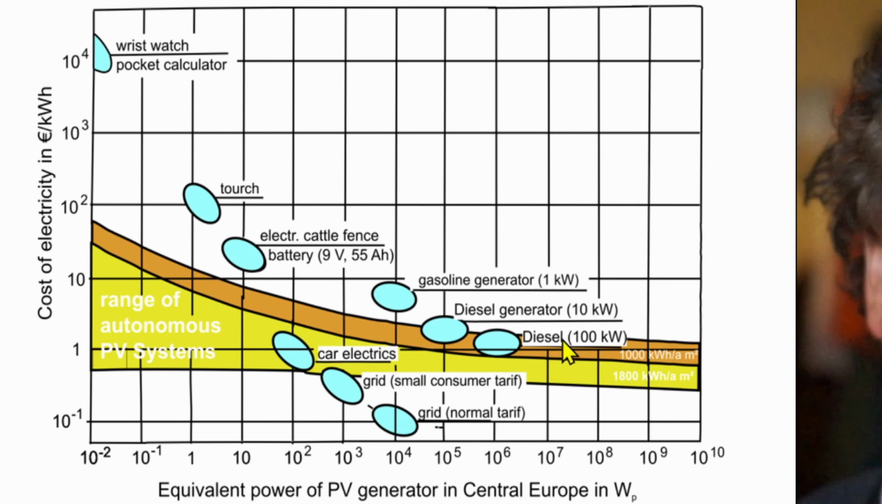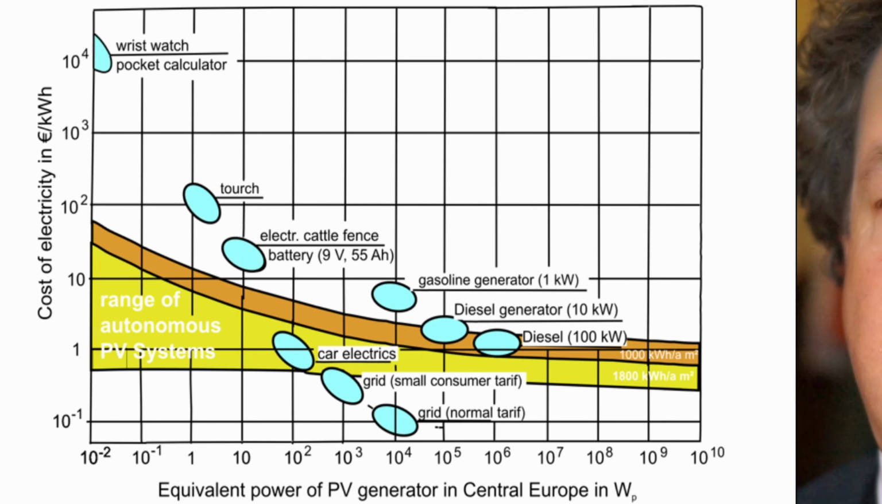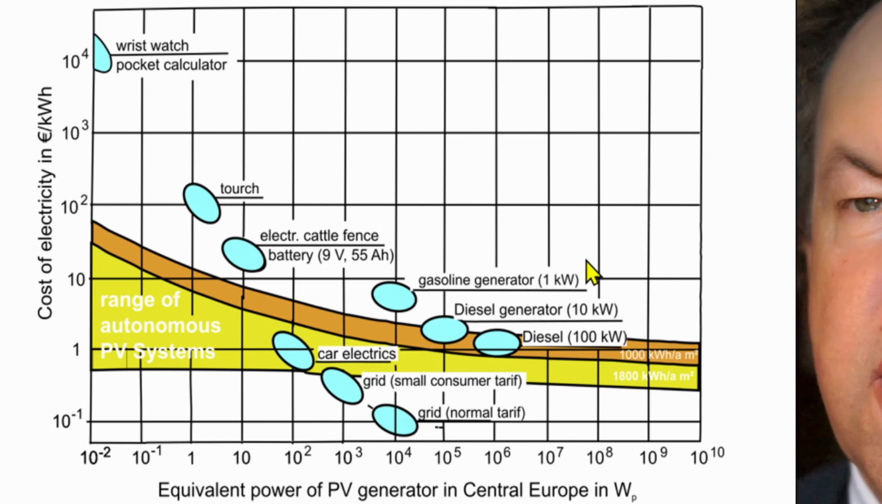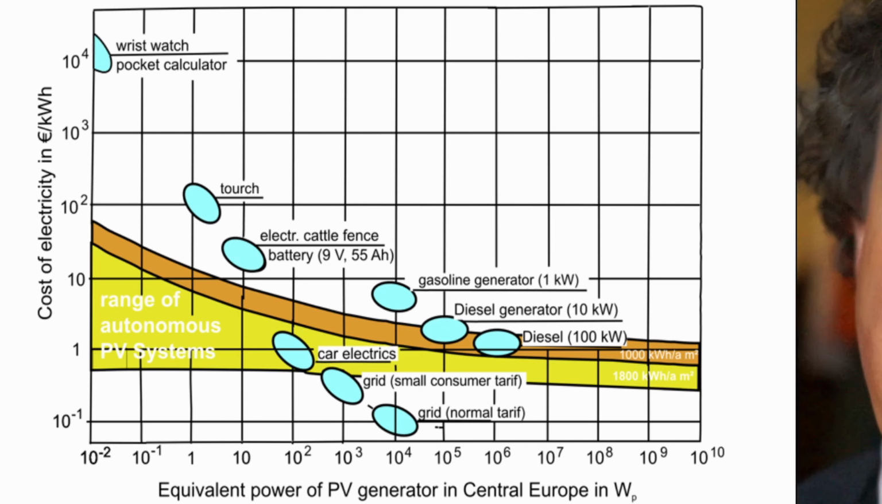If you go to the very left part, you see a wristwatch, pocket calculators. These appliances are usually powered by batteries. These batteries have a quite low energy content and cost some money. Therefore, the costs per kilowatt hour is really high. It's in the vicinity of 10,000 euro per kilowatt hour for energy by those batteries from a wristwatch or something like this. If you use bigger batteries, for example a torch battery, then costs of that electricity is still very high, in the vicinity of 100 euro per kilowatt hour.